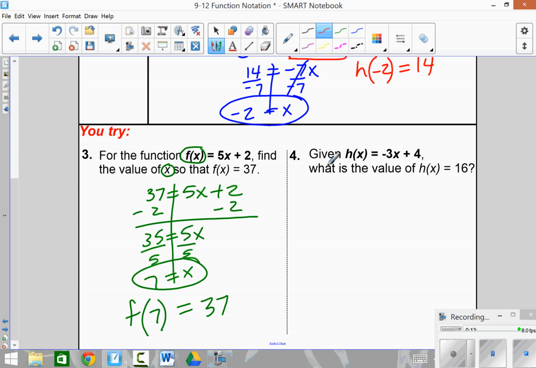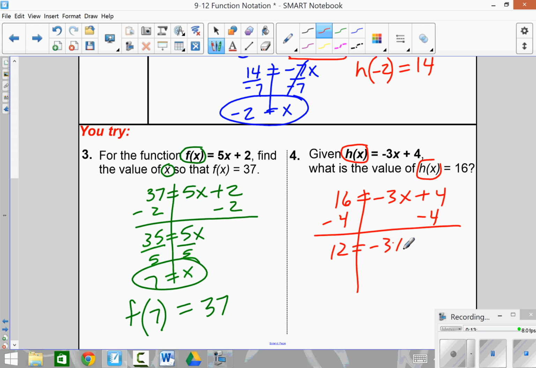Last one here, given h of x equals negative 3x plus 4, what is the value of x when the entire thing equals 16? So I'm going to replace this whole piece right here with a 16. So 16, and then equals whatever this function is, negative 3x plus 4. I'm going to use SADMEP to solve here. So minus 4 and divide by negative 3. We're going to get negative 4. So final answer is negative 4.